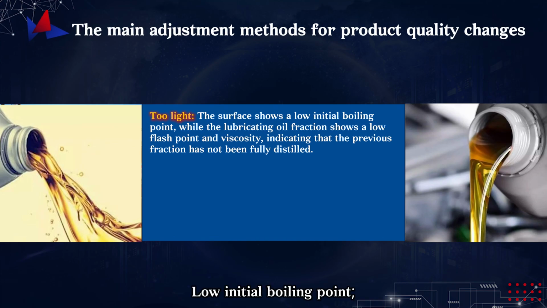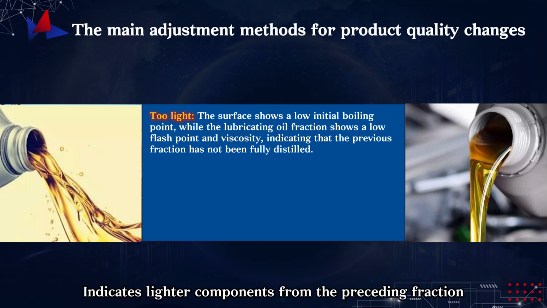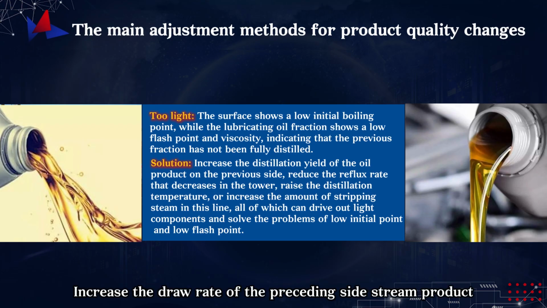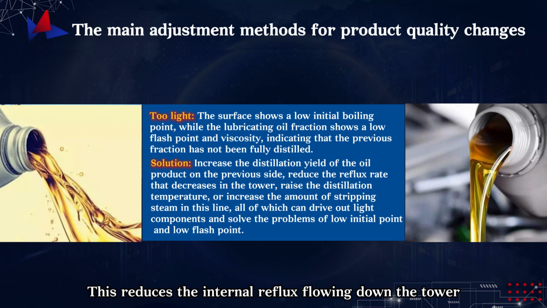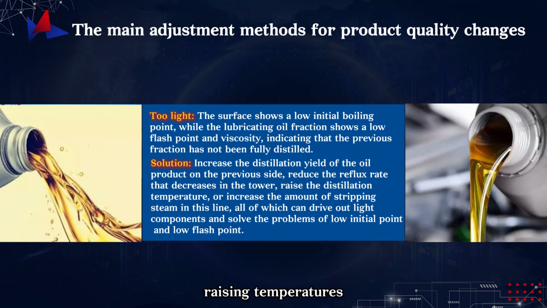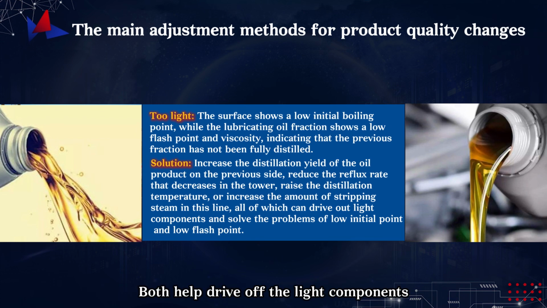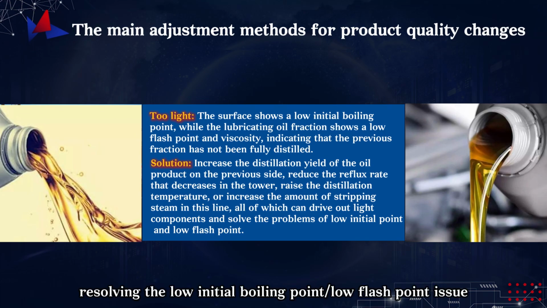Manifestation, low initial boiling point, for lubricant fractions, low flash point and low viscosity. Cause, indicates lighter components from the preceding fraction were not fully vaporized or distilled. Treatment, increase the draw rate of the preceding side stream product. This reduces the internal reflux flowing down the tower, raising temperatures. Alternatively, increase the stripping steam for the current side stream. Both help drive off the light components, resolving the low initial boiling point or low flash point issue.